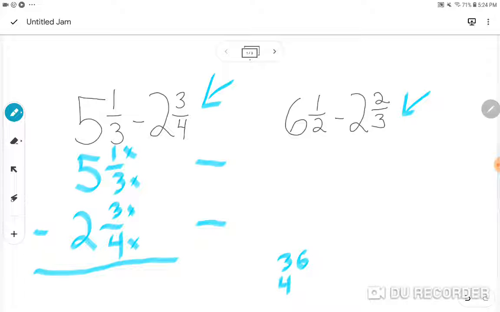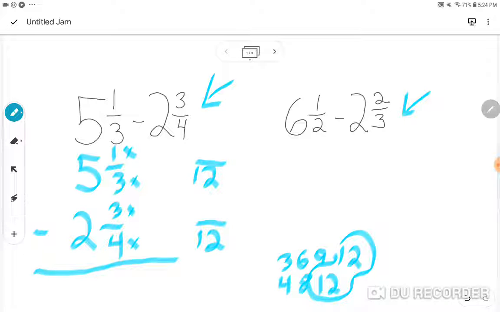These are called multiples when you count by a number. 3, 6, 9, 4, 8, 12. Still don't have a match. Yes, they match at 12, which a lot of you probably already knew. So go ahead and put 12s in the bottom. Then how did I get there? 4 times what is 12? 4 times 3. Let's do the same to the numerator. 3 times 3 is 9. How many 3s go into 12? 4. And 1 times 4 is 4.